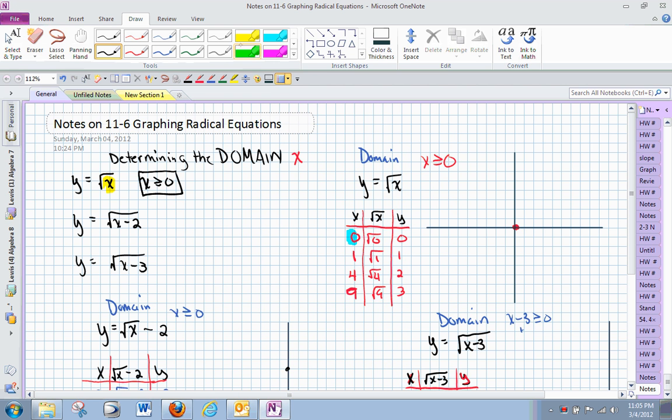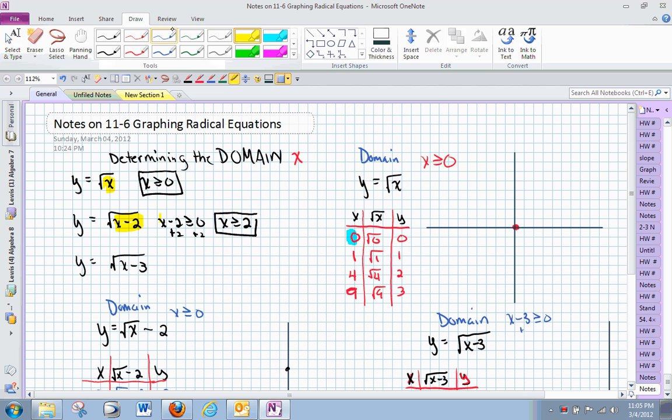In the next one, I see that x minus 2 has to be greater than or equal to 0. If I solve it and add 2, I get x is greater than or equal to 2, and that's my domain. That means x has to start at the number 2.